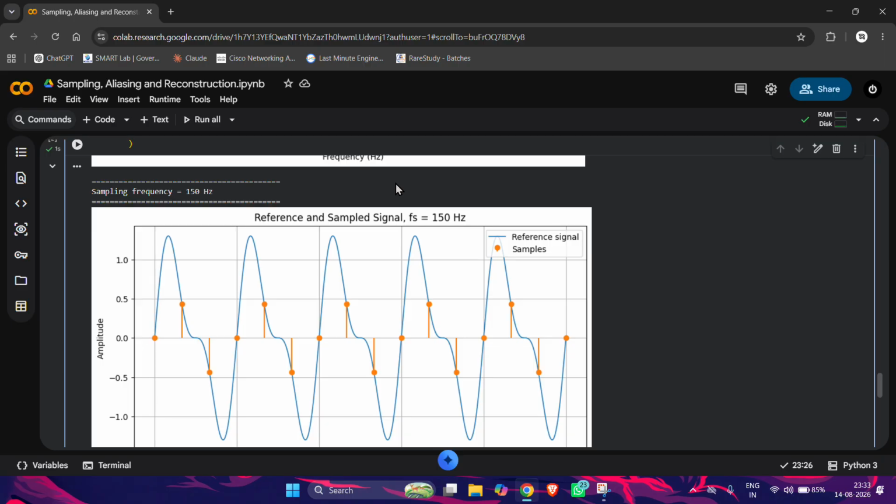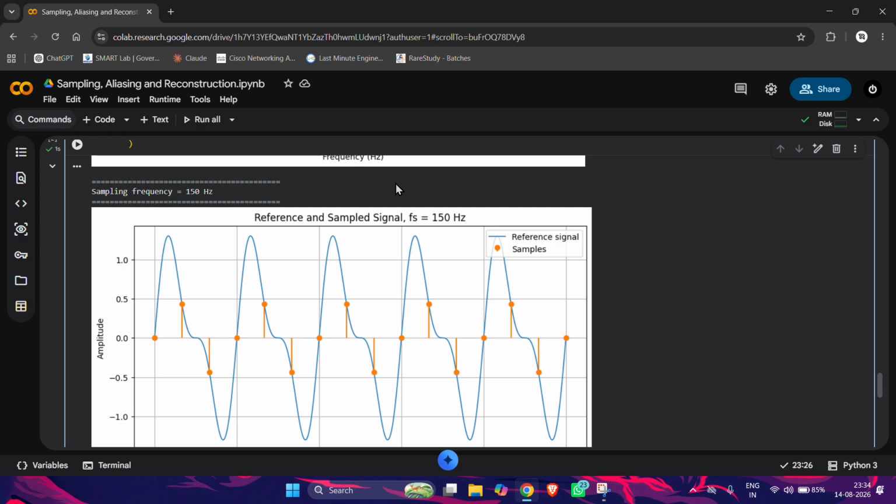The original signal contains a 100 Hz component. The aliased frequency can be calculated manually using f_alias equals the absolute value of f2 minus fs. So for this case, the second frequency which we have taken here was 100 Hz and the sampling frequency for this case is 150 Hz. So the 100 Hz component appears here as a 50 Hz component after sampling.